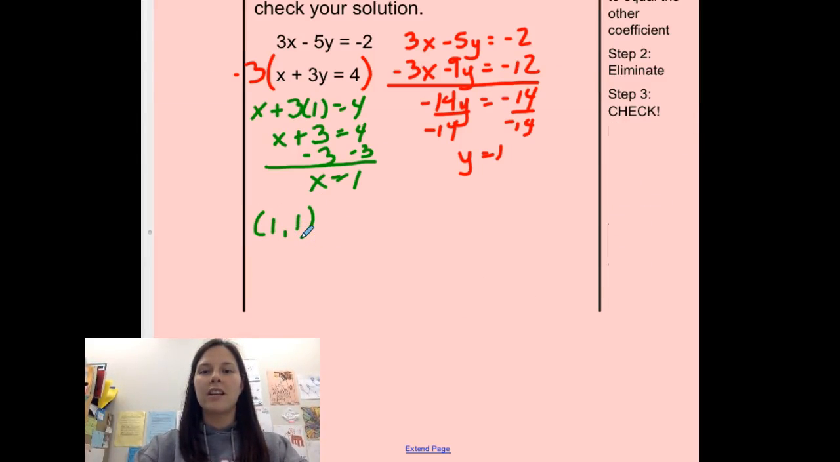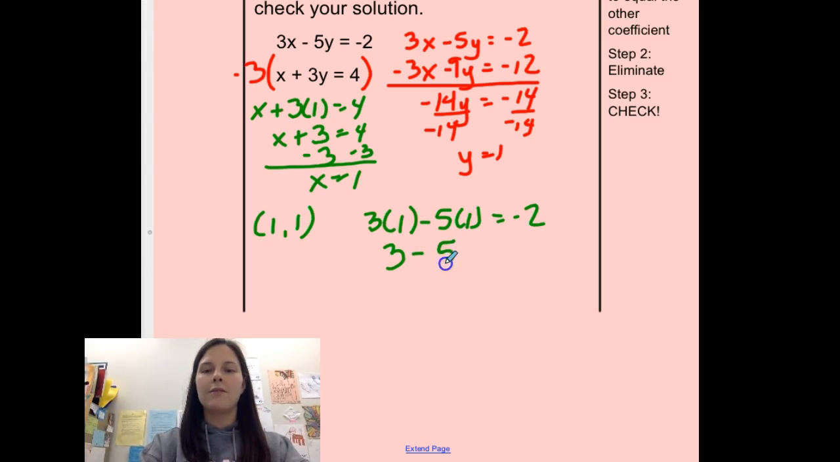And I will check that in the first equation by replacing x with 1, replacing y with 1, and checking to see that it equals negative 2. 3 times 1, 5 times 1, and 3 minus 5 is negative 2, so my answer checks out.